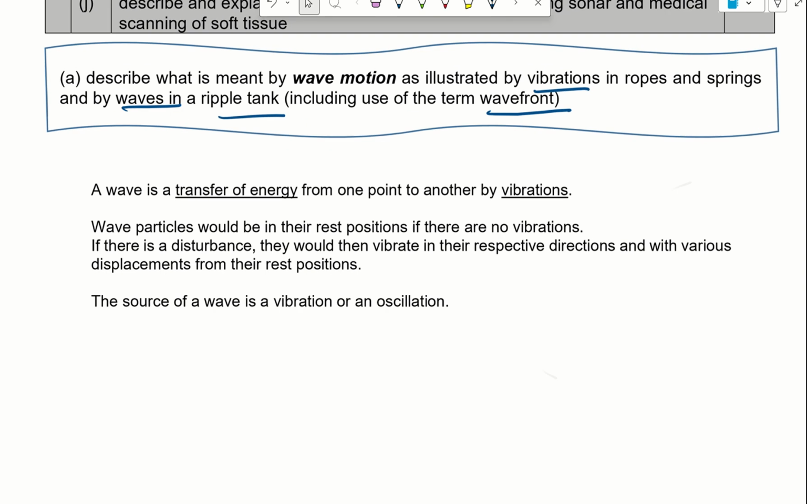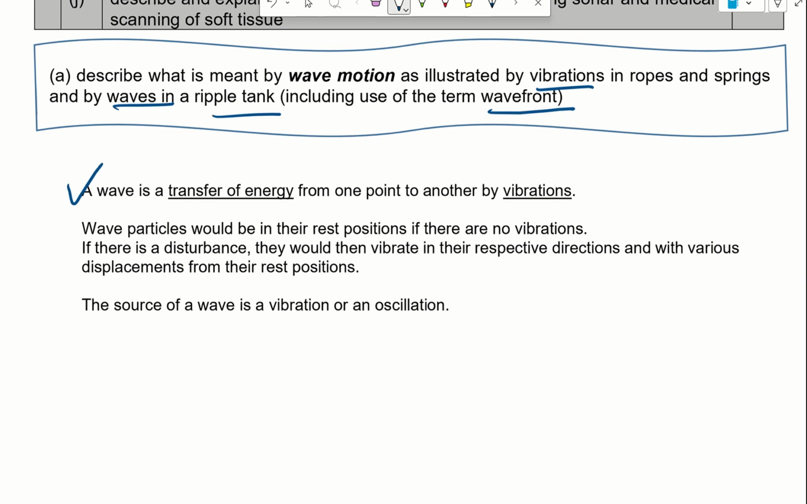Now, what is a wave? A wave is actually a transfer of energy from one point to another by vibrations. Okay, and the wave particles will be in their rest position if there is no vibration, right? So basically, no energy is being transferred to the medium. So the particles will be in their rest position. They are not being disturbed.